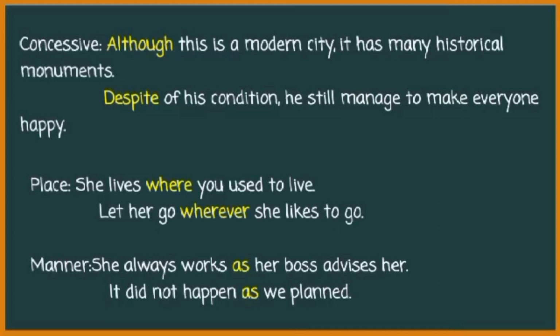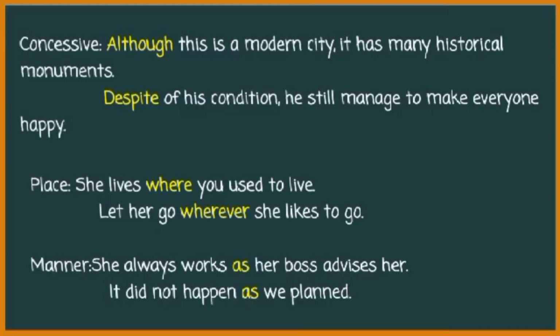Place. Conjunctions of place are all subordinating conjunctions, so they are either used at the beginning of the sentence while the clauses are divided by a comma, or they are used between the clauses with no commas. For example, she lives where you used to live. Let her go wherever she likes to go. The conjunctions where and wherever indicate the conjunction of place.